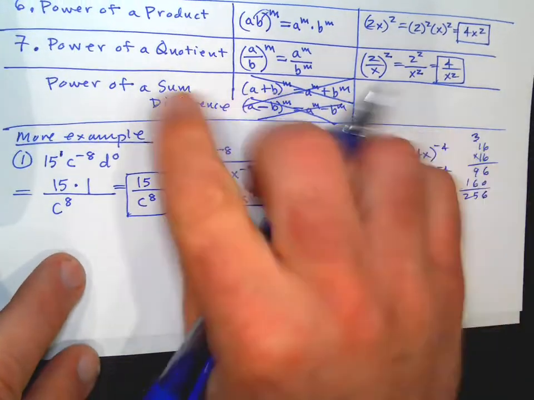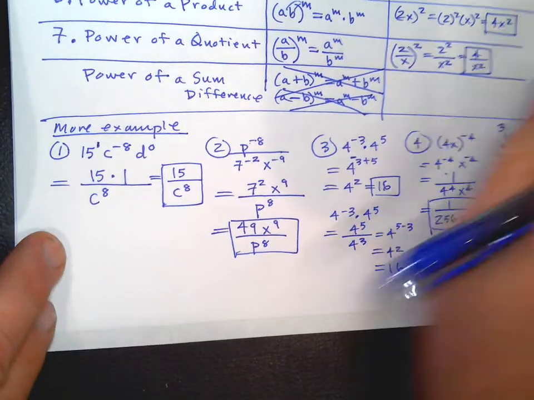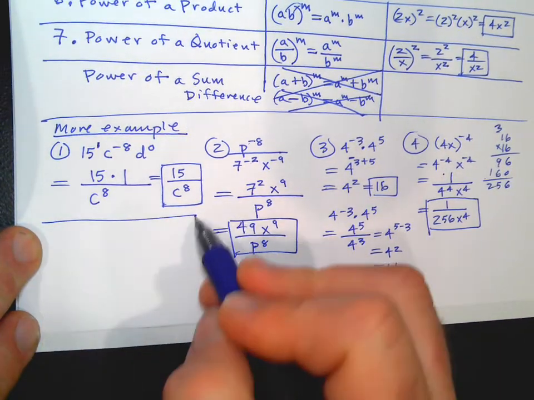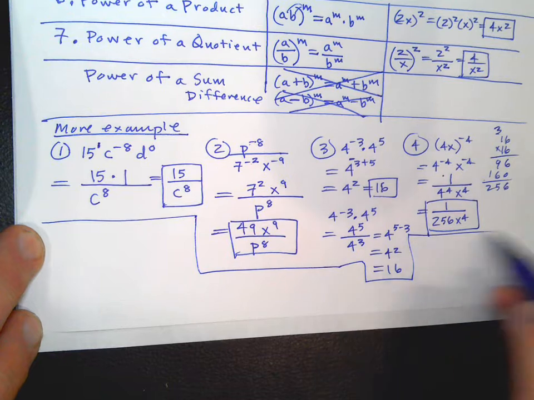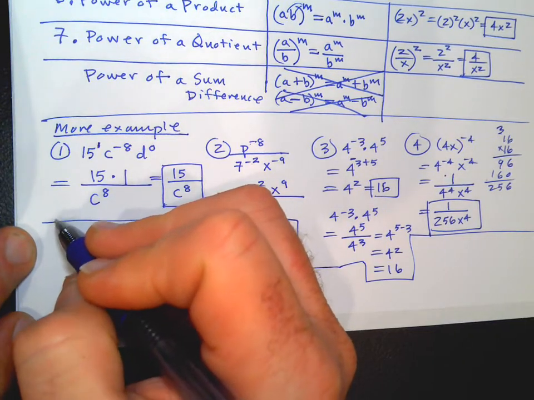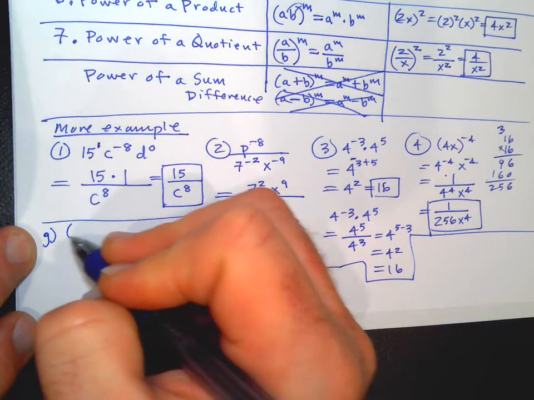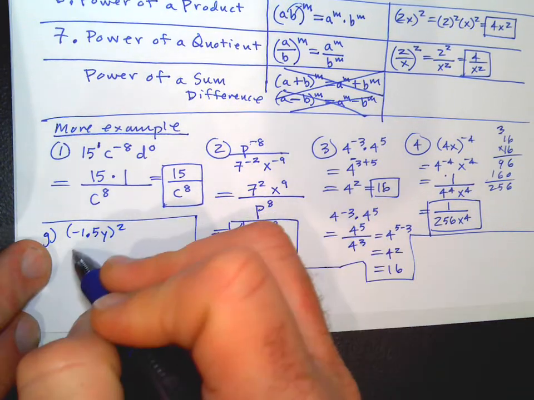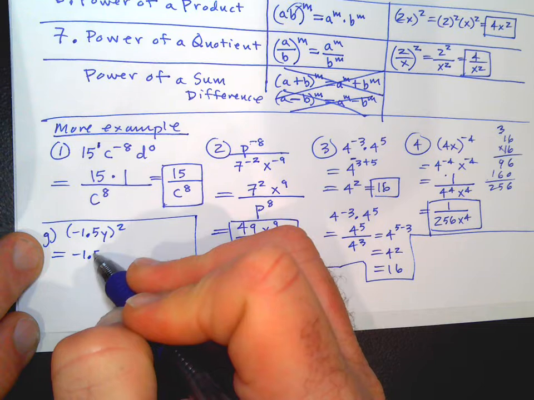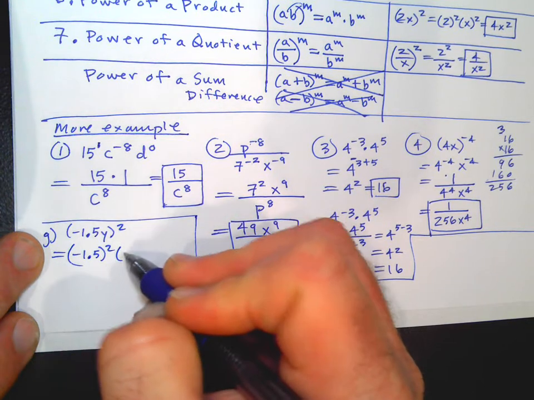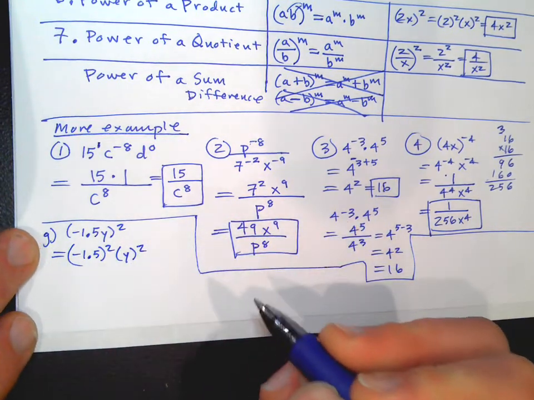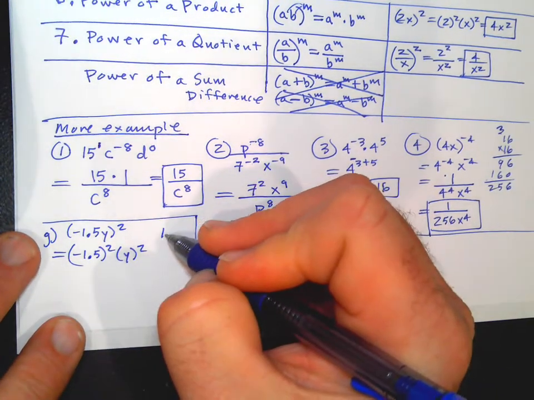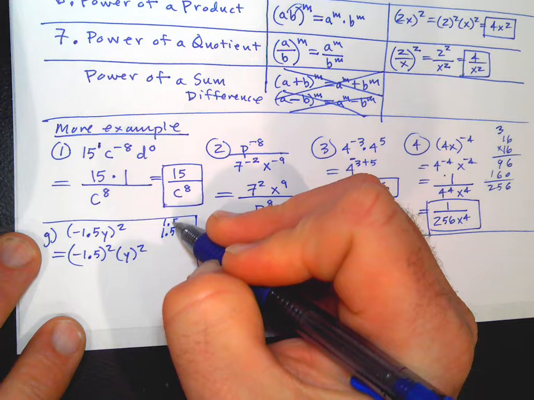There were a couple examples I meant to show you after this, but I sort of missed them, so I'll squeeze them in right here just to make sure you guys are prepared. So g negative 1.5 y squared. So we could do the negative 1.5 squared, and we could do the y squared. Now, negative 1.5 squared, well, that's going to be a positive answer for sure, right? Now, 1.5 squared is 1.5 times 1.5.